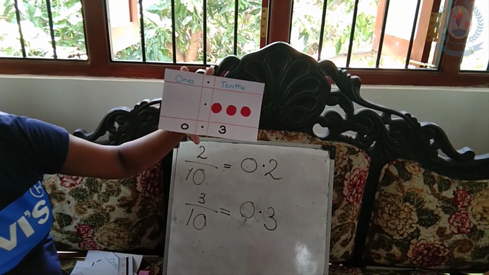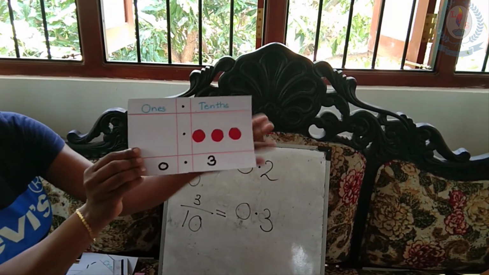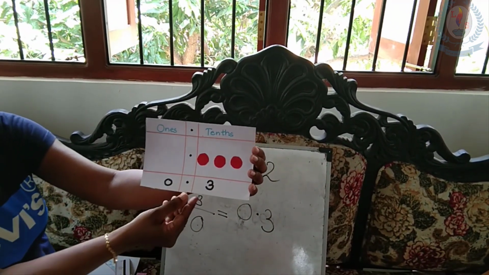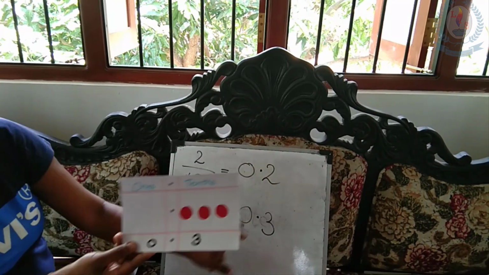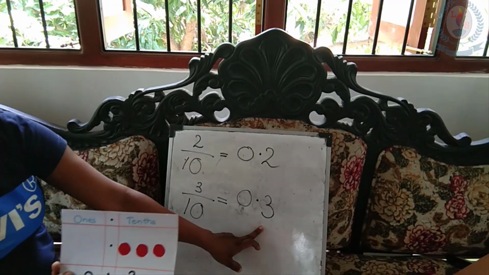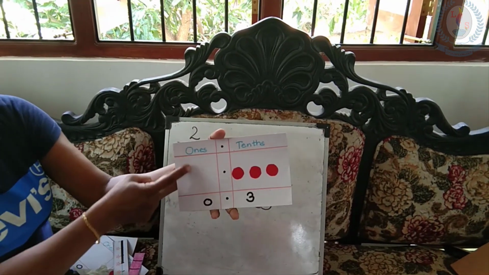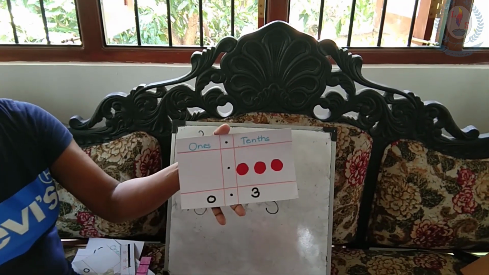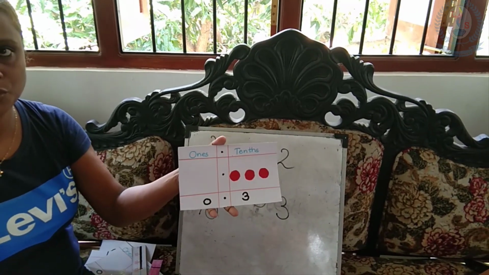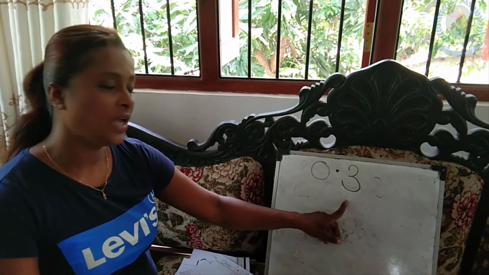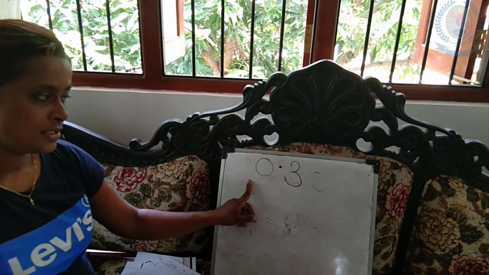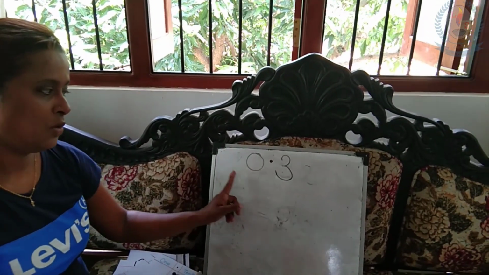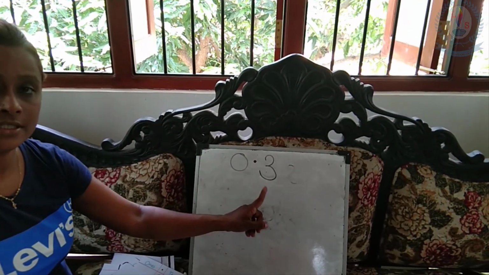Look at this place value table. No ones, 3 tenths, 0.3. I think it's clear to you. Okay. Now again look at this number. I think you all can read this now. 0.3.